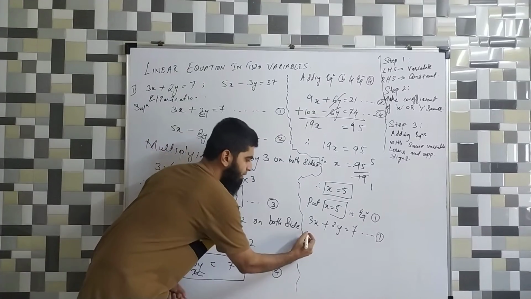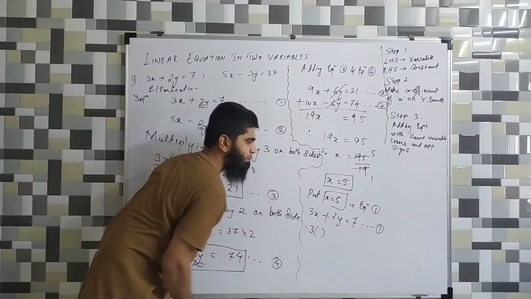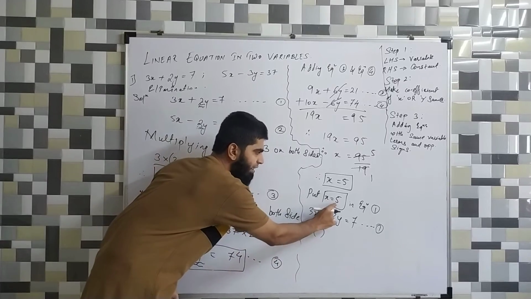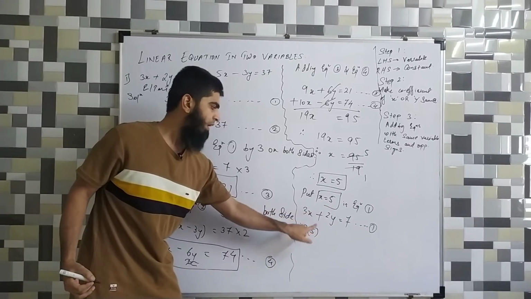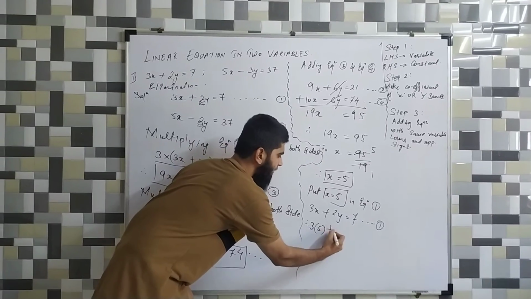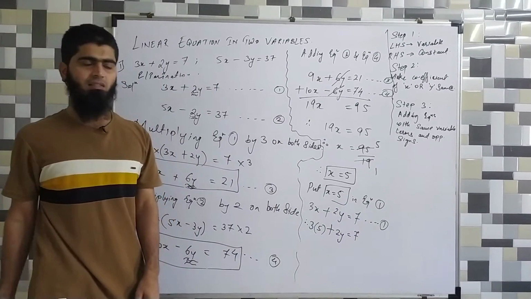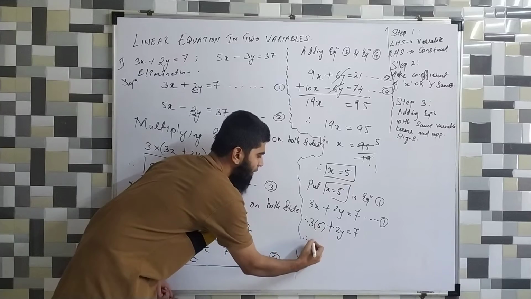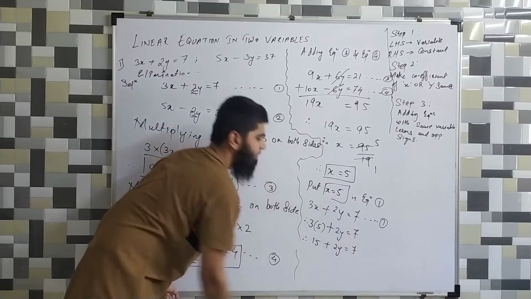Okay. So here 3 as it is, these are being multiplied. I will put a bracket. In place of x, I will substitute 5. In place of x, I will write 5 plus as it is, this 2y as it is, and 7 as it is. Now 3 multiplied by 5 gives you 15 plus 2y is equal to 7.